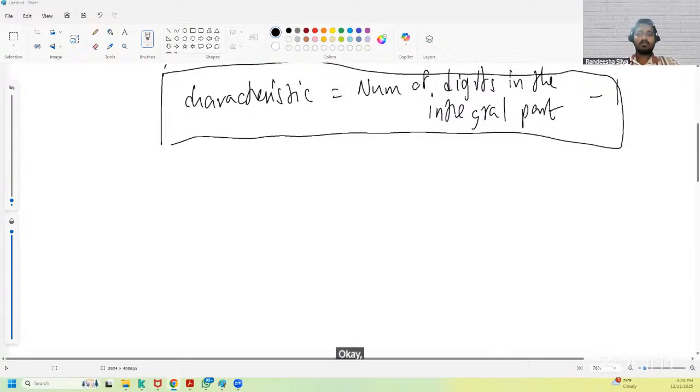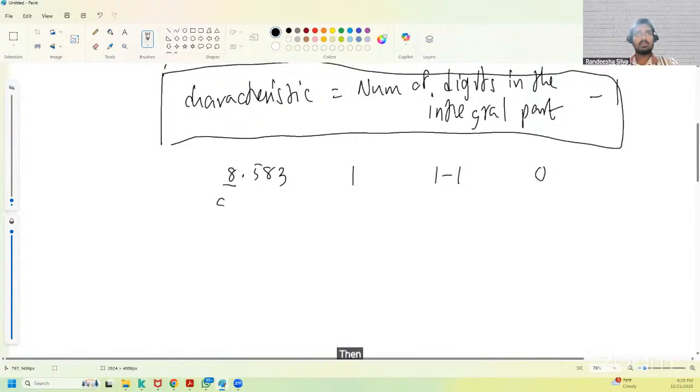Okay. So for the characteristic again, if I'm giving you this number, 8.583, how many integral part digits are here? Only one, because this is the integral part digit. So the number of digits in the integral part minus 1 is 1 minus 1, and the characteristic is 0.